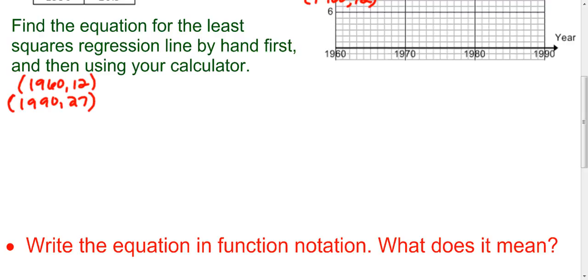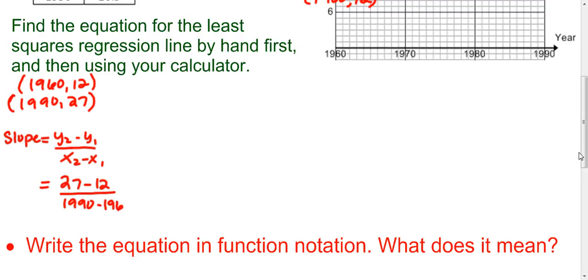All right. Obviously, one thing you need to know about the line is the slope. So I'm going to calculate the slope. The slope will be y2 minus y1 over x2 minus x1. Okay. So in this case, the difference in y's is 27 minus 12, over the difference in x's, which would be 1990 minus 1960. So 27 minus 12 is 15, 1990 minus 1960 is 30, and that reduces to 1/2. Okay, so your slope will be 1/2.